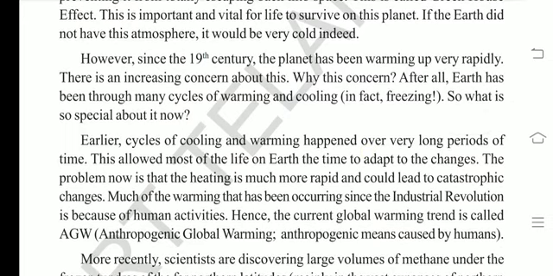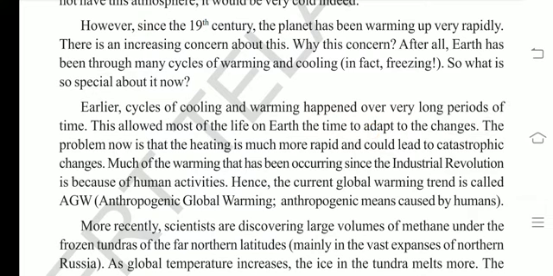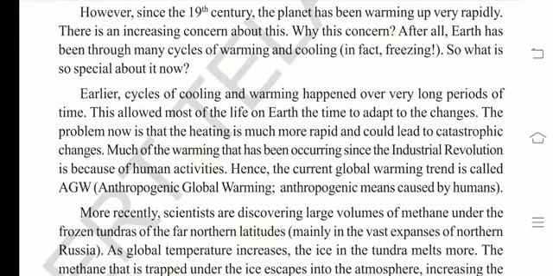What is the difference between these two? One, there is time in becoming warm and cool. The life present on the earth may adjust to the changes happening on the earth, that is, cooling and warming. But from the 19th century onwards, it is becoming warm very rapidly. That means there is no time for life to adjust to the changes taking place very fast on the earth. That is the problem we are concerned with today, what we call global warming. The heating is much more rapid. The heat on earth is increasing very fast. It is not giving us time to adjust.